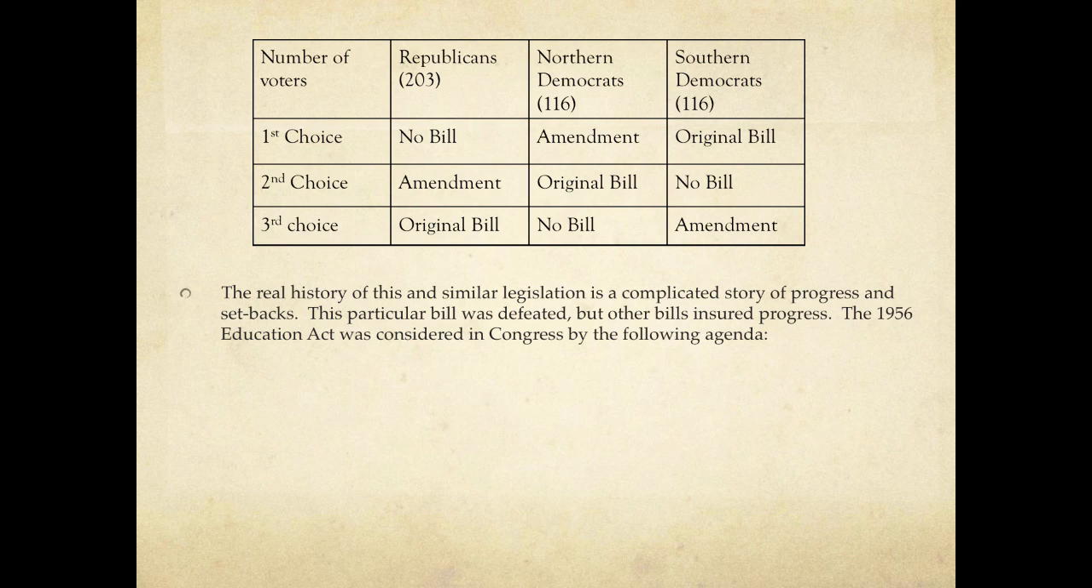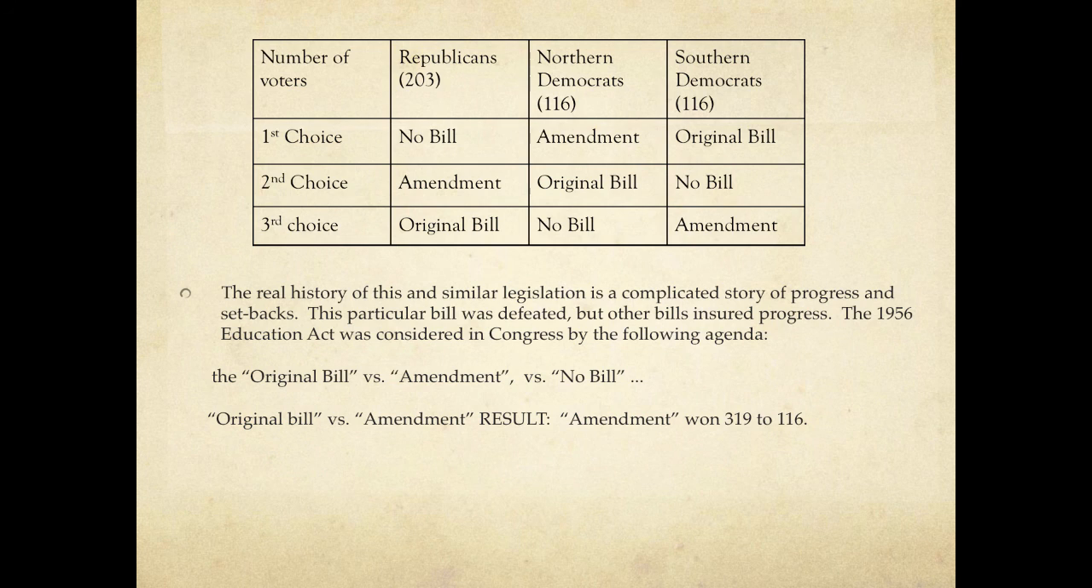This particular bill, the Education Act of 1956, with the Powell Amendment, the whole bill was defeated, but there were other bills that did ensure progress. In 1956, that Education Act was considered in Congress with the following agenda. First, the original bill versus the amendment, and then the winner of that contest by majority would then move on to face an up or down vote on the bill altogether. So if you just compare the original and the amendment, the result was that the amendment was winning. That's because the Republicans and the Northern Democrats together formed a coalition and voted for the amendment.